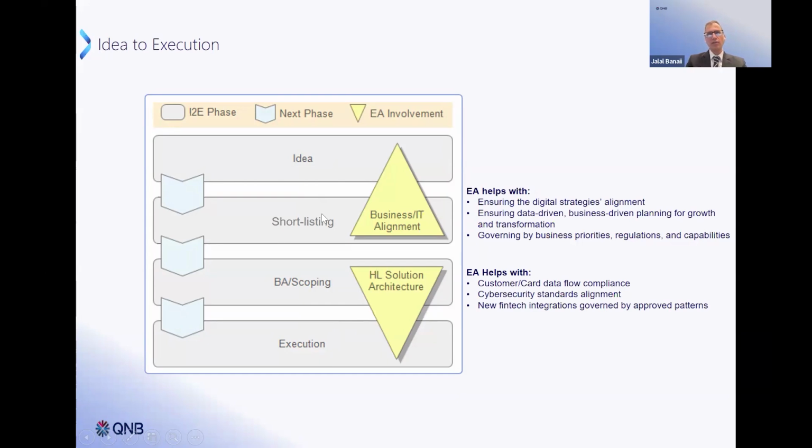Then we shortlist some of those, and for those which have been selected, we do the scoping and more business analysis, and then we move them into the project for execution and delivering those into the live or production environment. That's the nature of the job. But then enterprise architecture tries to support this process by adding value or helping in different layers.